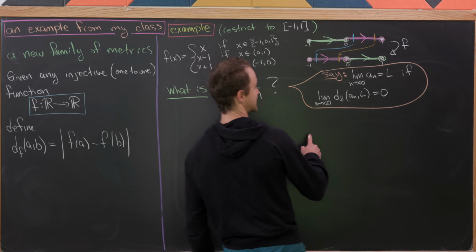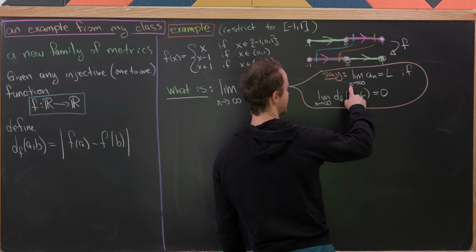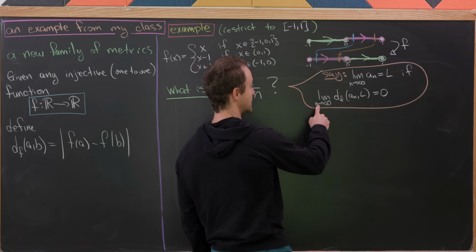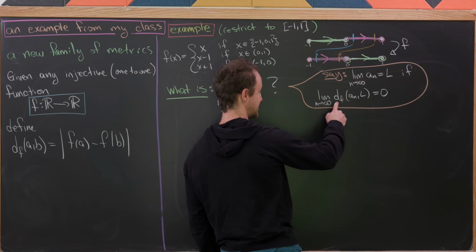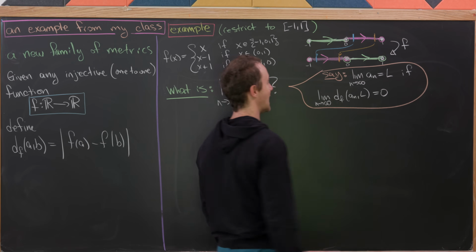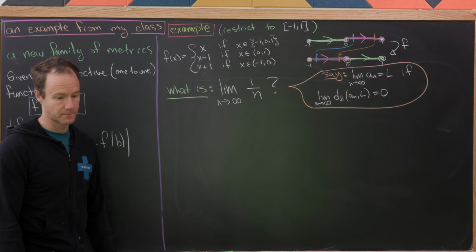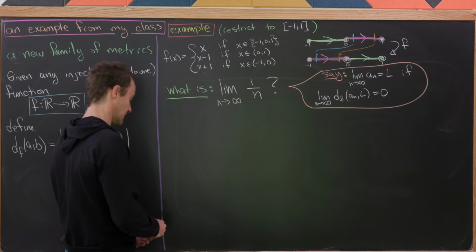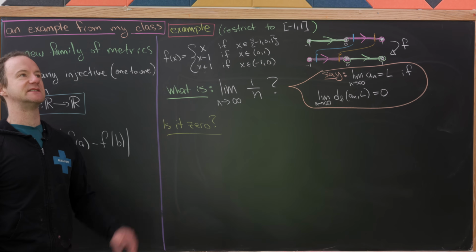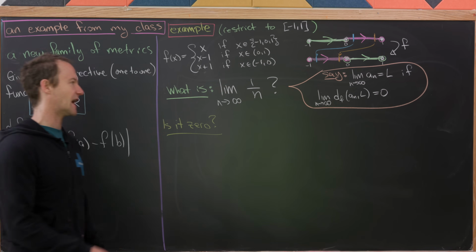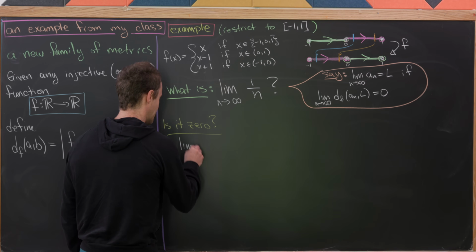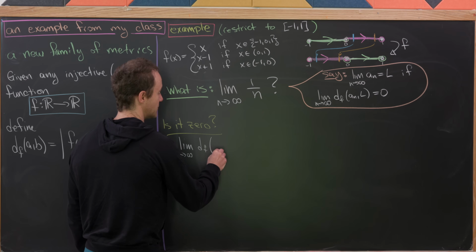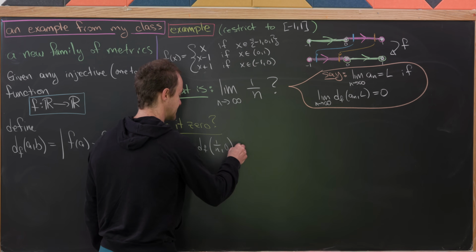Well, let's use this. Let's say that the limit as n goes to infinity of a sub n equals L if the limit as n goes to infinity of the f distance between a sub n and L is equal to 0. Okay, so let's maybe check if 0 is still the limit. And then, well, we'll see that 0 is not the limit, and then we'll find the actual limit. So let's look at the limit as n goes to infinity of the f distance between 1/n and 0.